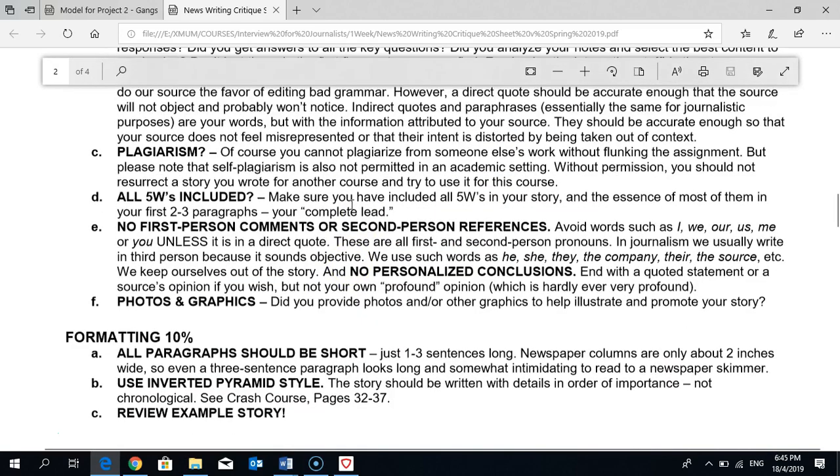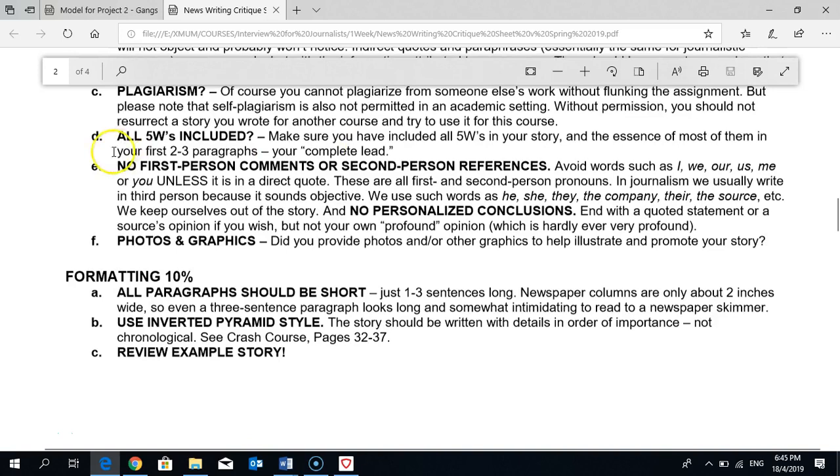Okay, we are running out of time. But anyway, again, there's questions of plagiarism, obviously. Did you include all the 5 W's? Another point here is no first-person comments or second-person references. In American TV, a lot of TV broadcasters put their own opinion and thoughts at the end of their story. And it makes me sick. Print journalists think that's really amateurish.